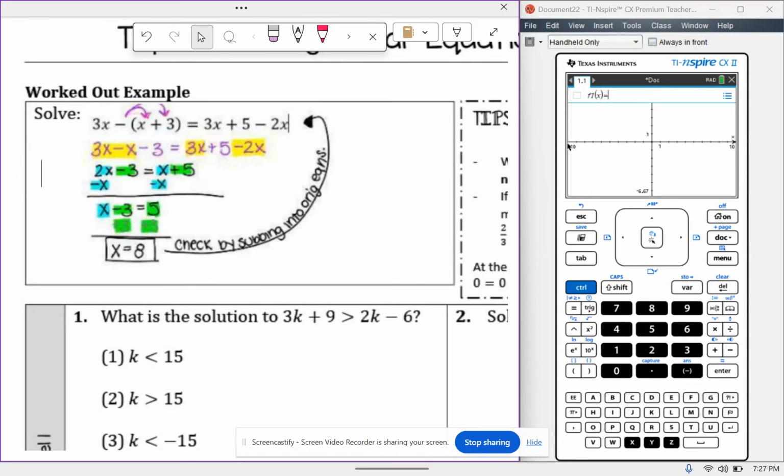Okay, so I start with 3x minus (x plus 3) equals 3x plus 5 minus 2x. So first I'm going to want to work in the GEMS order, right? So I'm going to want to get rid of the groupings or the parentheses. So this is the parentheses right here. We're going to distribute a -1 to each term in the parentheses to get rid of the parentheses. Then we're going to want to combine like terms.